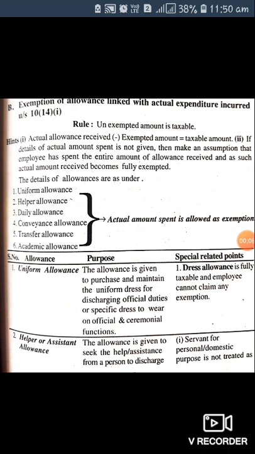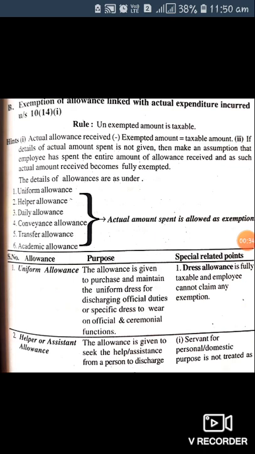Now, today's class is about allowances, the second type of allowances: exemption of allowances linked with actual expenditure incurred under section 10, subsection 14(1). So, the rule is the unexempted amount is taxable. That means it's not a fully exempted allowance, but partly a taxable allowance.